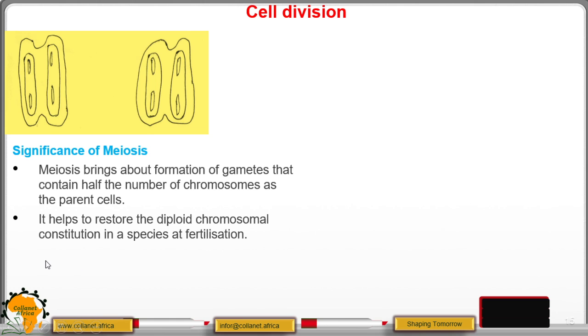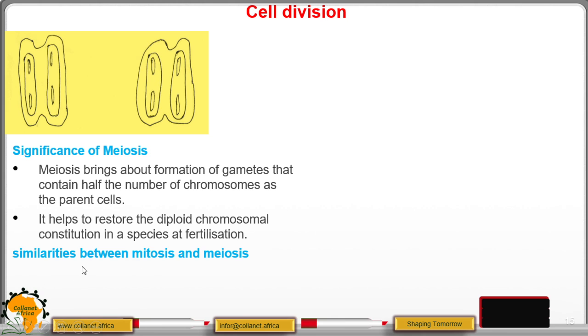For example, we have said human beings have 46 chromosomes. So during meiosis, and we have said meiosis takes place in reproductive cells, the male will produce 23 chromosomes and the female will contribute 23 chromosomes. When they fuse, then the diploid state will result in 46 chromosomes in the zygote.